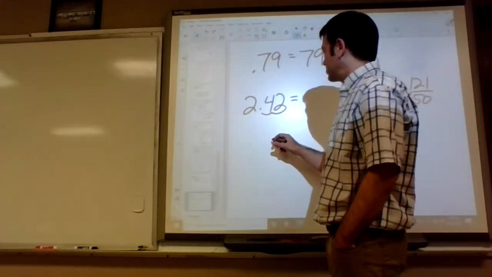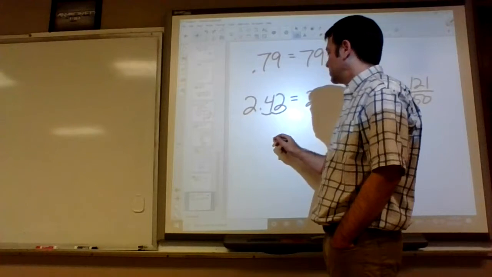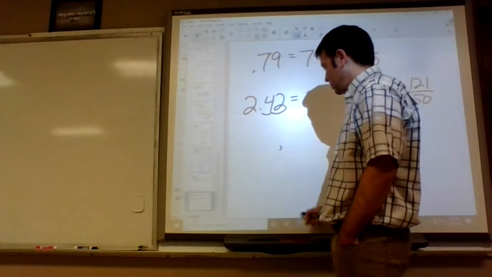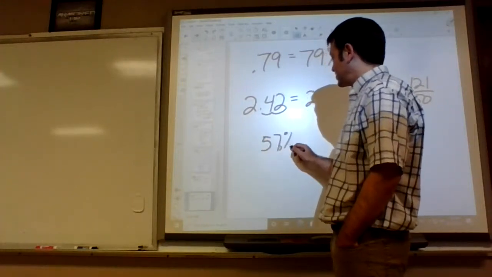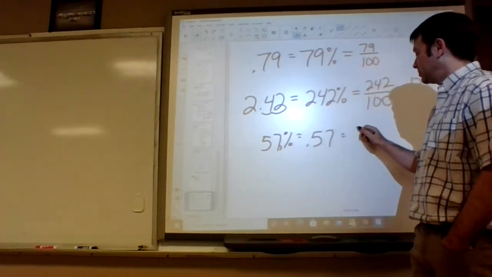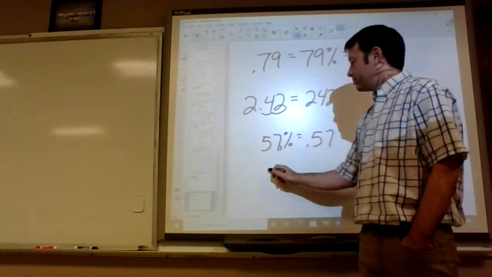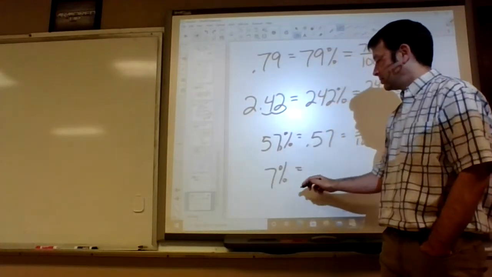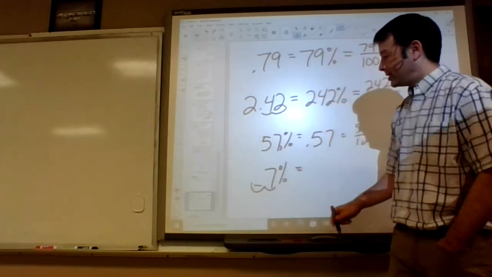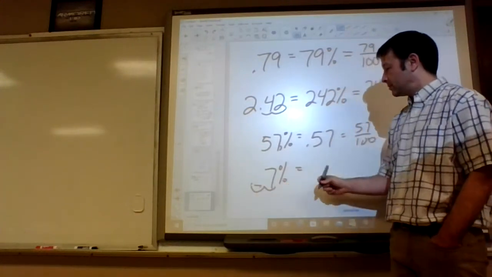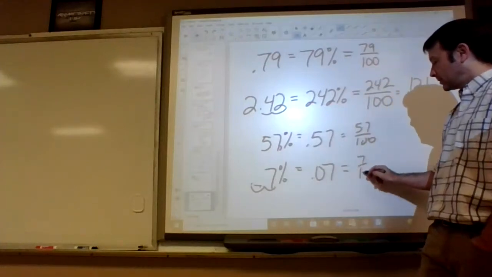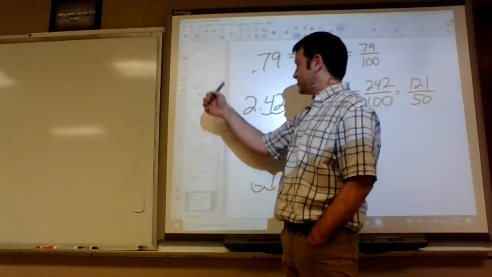All right. How about 57% and 7%? Let's start with 57. What's 57% as a decimal? 0.57. Fraction? 57 over 100. Okay, what's 7% as a decimal? 0.07. Right, once gets it in front of the 7, twice makes a blank spot, so it's 0.07. People get that wrong. And what's that as a fraction? 7 over 100.